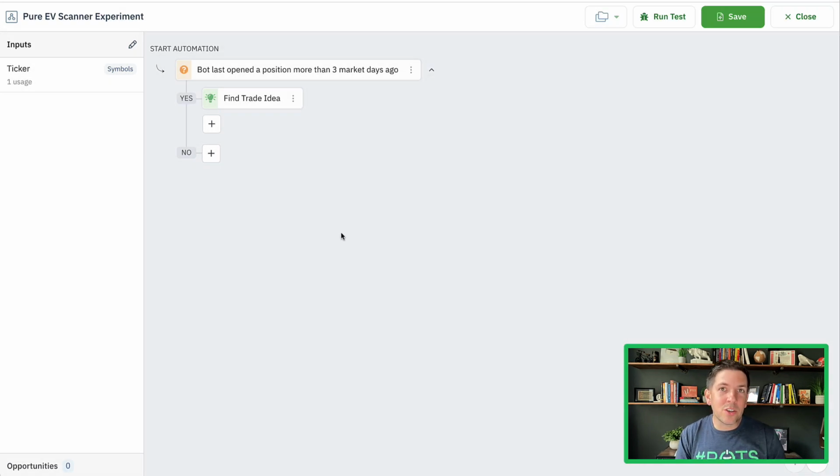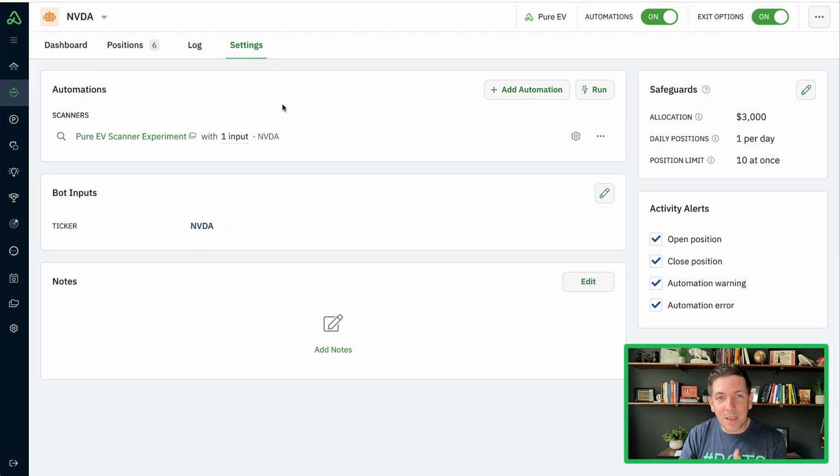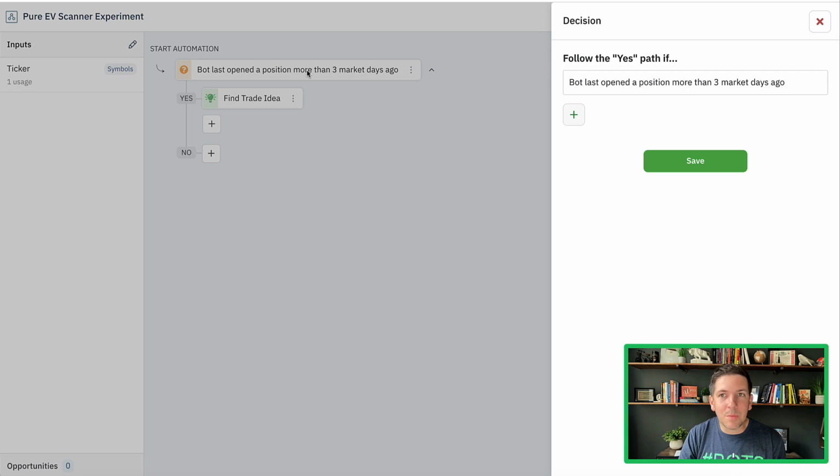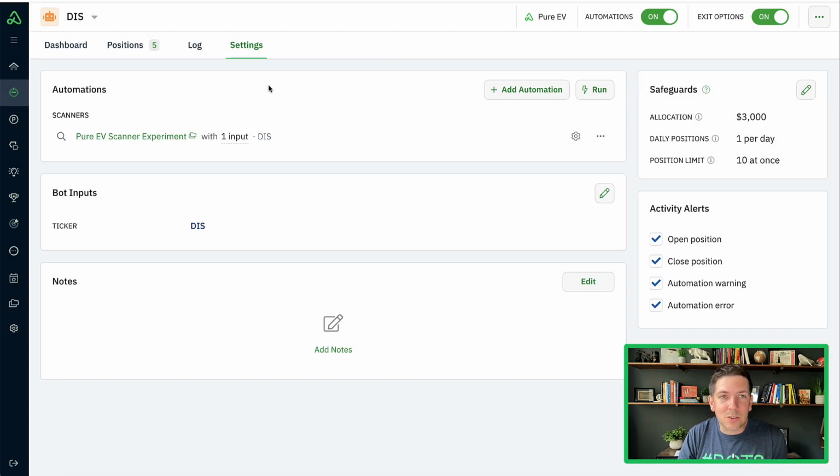Because this automation is shared across all the bots that I'm running for the different tickers and ETFs, I don't have to go into every single bot and make this change. I can change it one time in this one place, and now it carries through to all the other bots that are currently running this same thing. So if I go to a different one like Disney, you can see that same recipe is in here, and it's very specific to Disney positions or whatever the case is.